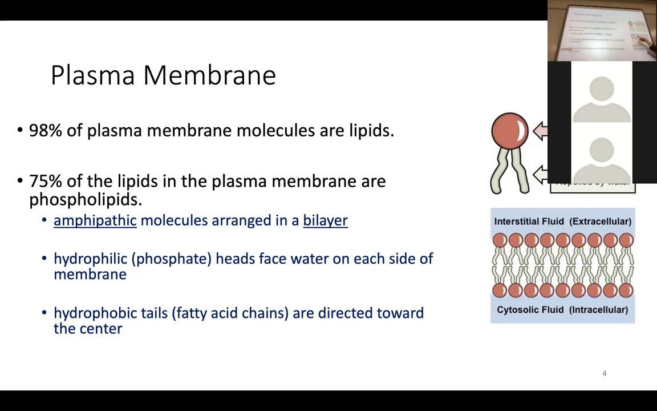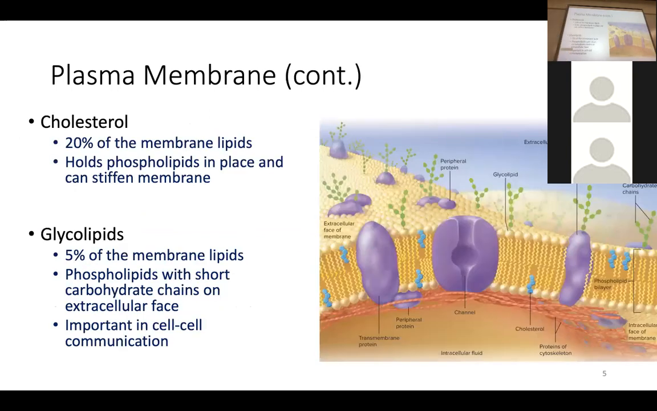Hydrophilic, hydrophobic. So yeah, the hydrophilic head, that's the phosphate group. Hydrophobic tail is going to be the fatty acid chains. We already talked about that. So you get this bilayer with a hydrophobic interior portion. The other lipids, you have cholesterol and glycolipids. So cholesterol, I mentioned, it makes up most of the rest of the membrane lipids. So phospholipids are like 75%, cholesterol is about 20%.